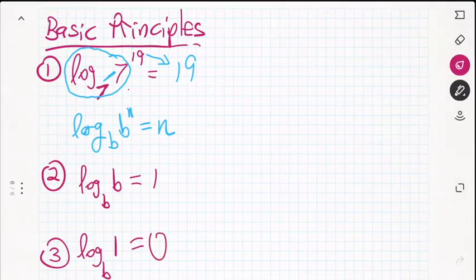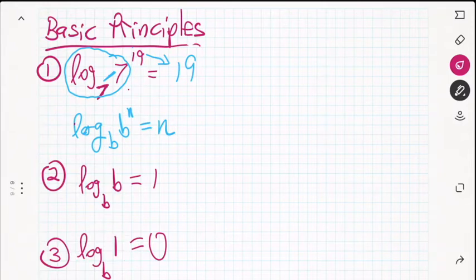So these are 3 nice ones to know offhand, because it allows you to simplify things. You can get rid of this ugly notation up here and replace it with a single n. You can get rid of this ugly notation and simplify it down to 1. And you can get rid of this notation and simplify it down to 0.